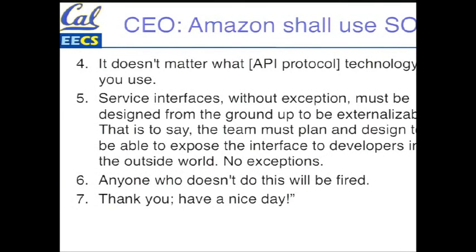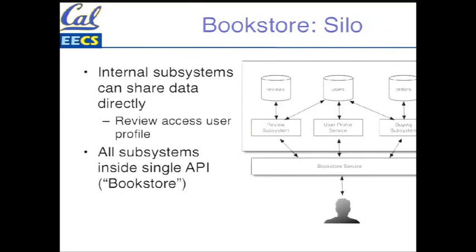So to make it more clear what a service-oriented architecture is, here's an example that we've got in the book. Let me use this. So this is a monolithic one, right? There's a bookstore service. These things can do direct reads from each other's databases, invoke each other. But the user has to go through this single API, the book service. What would a service-oriented architecture look like for that?